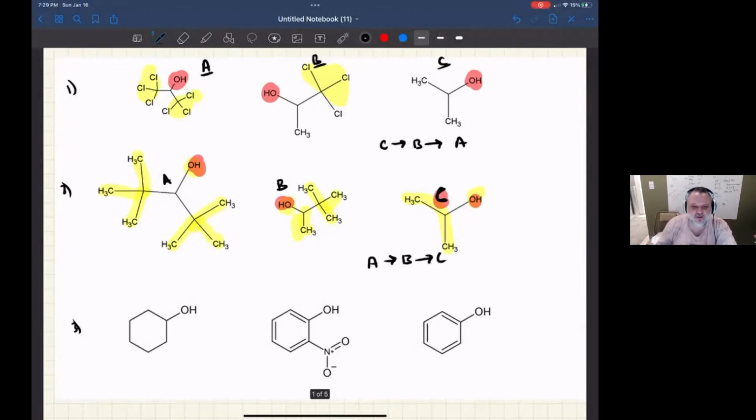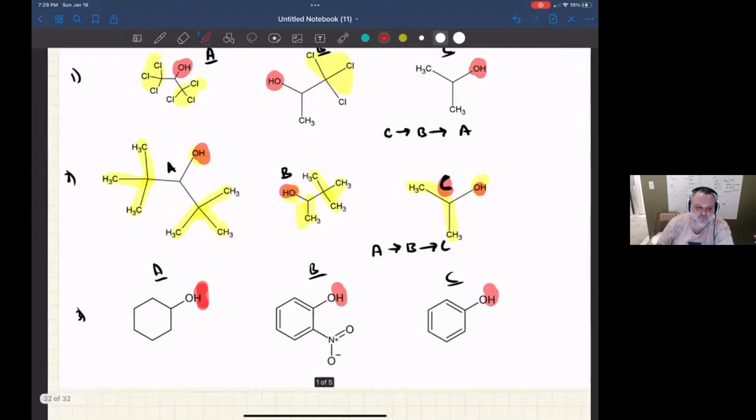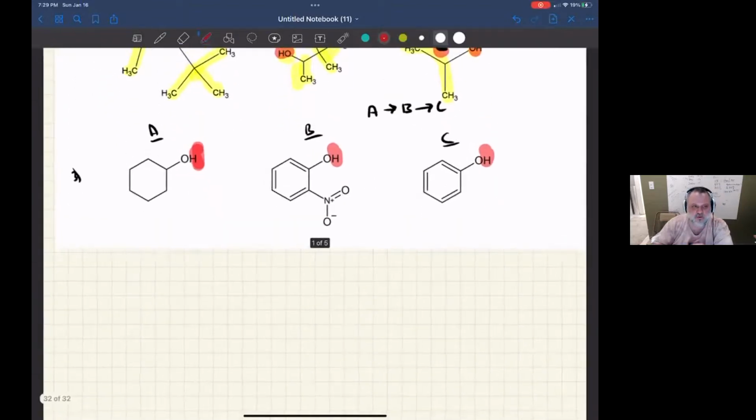All right, what's going on here in the last row for A, B, and C? Well, we're looking at these hydrogens, and what we have going on here is the difference between resonance and no resonance. Now, we should be able to tell at this point in our organic chemistry career that there's no resonance at all with A, and so it's going to be the weakest acid. But what about B and C?